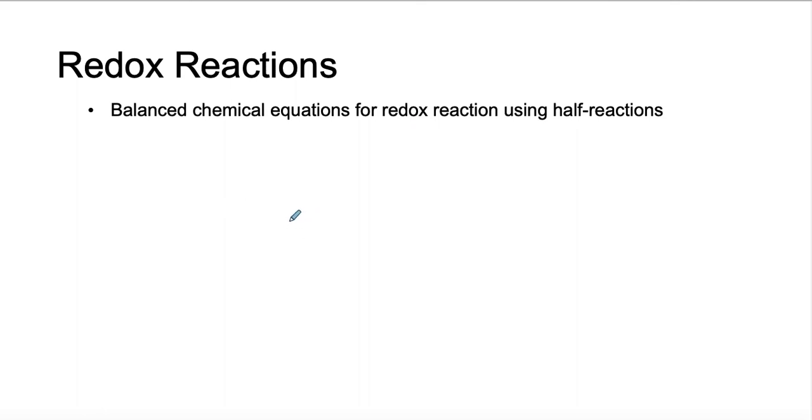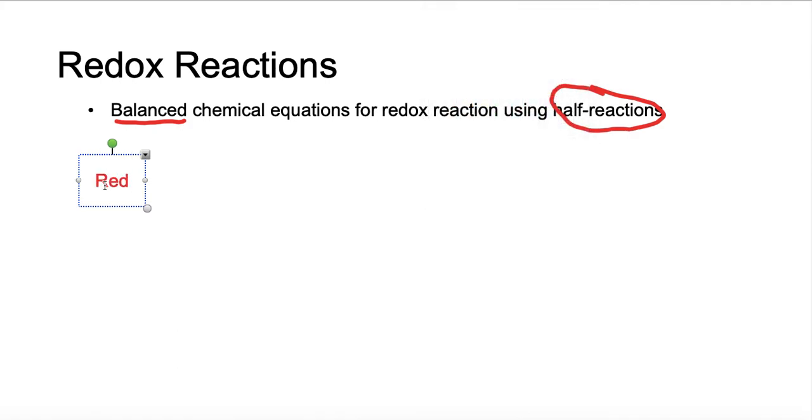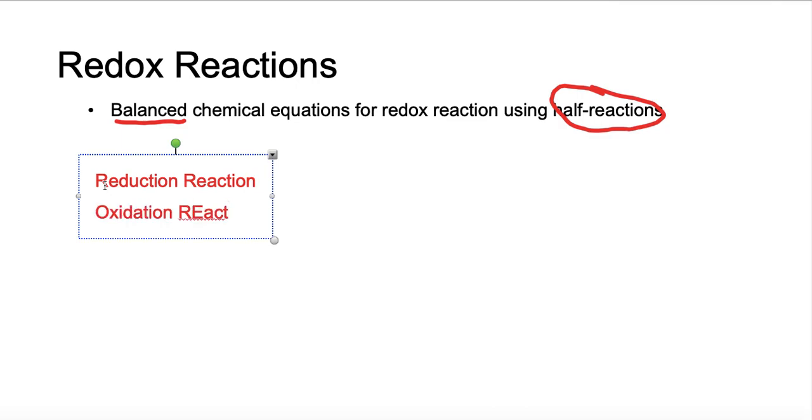And finally, redox reactions. One thing that I have not covered, and I did not think that this was going to be on there, is balancing redox reactions using half reactions. This is a different sort of thing. In a redox reaction, you have two kinds of reactions that take place. You have your reduction reaction, and you have your oxidation reaction, and they both happen at the same time, and you need to balance the reduction reaction and balance the oxidation reaction separately.